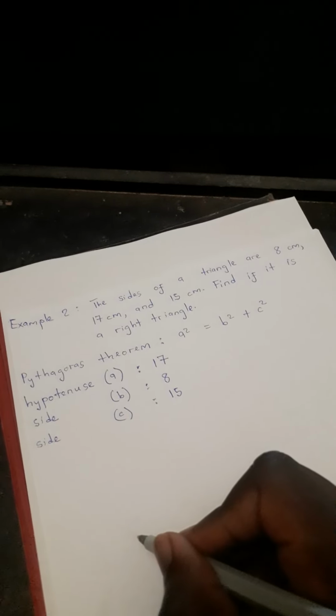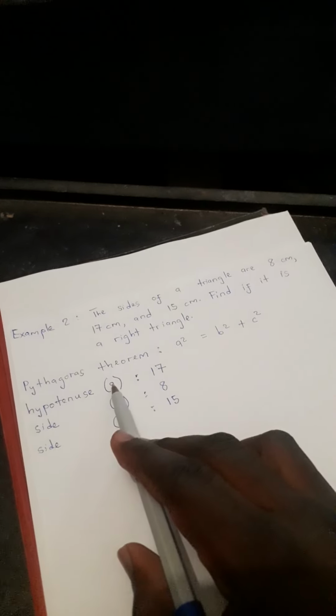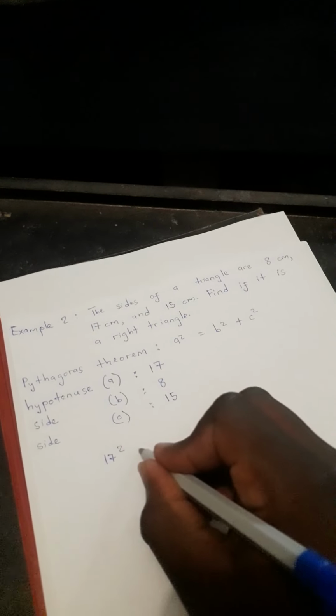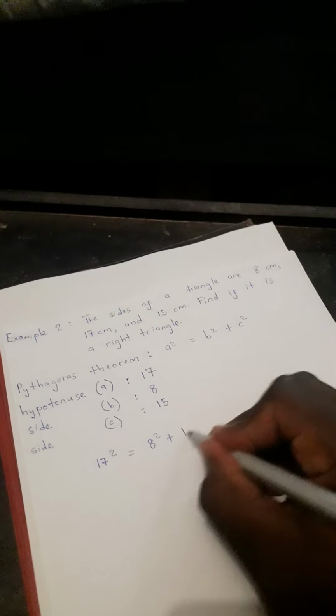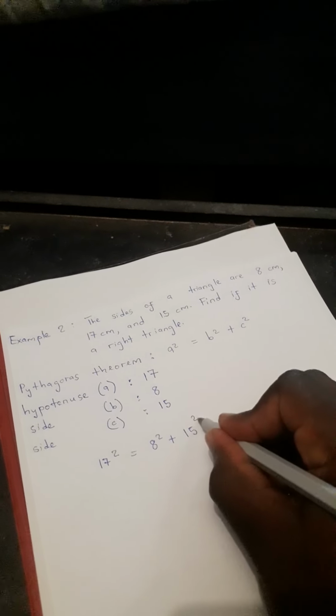And then we determine the sides. We have side b, which we can take to be 8, and we also have side c, which we are taking as 15. Now, applying the Pythagoras theorem, a is 17, so we have 17 squared being equal to b squared, which is 8 squared, plus c squared, which is 15 squared.